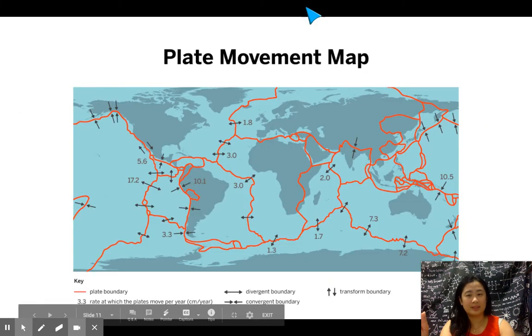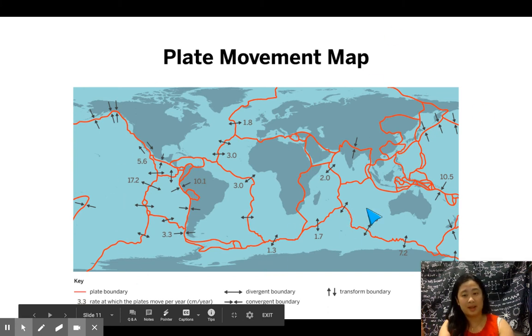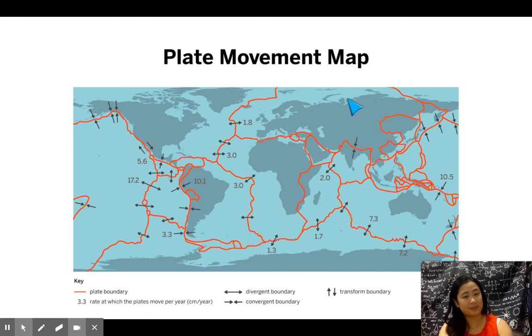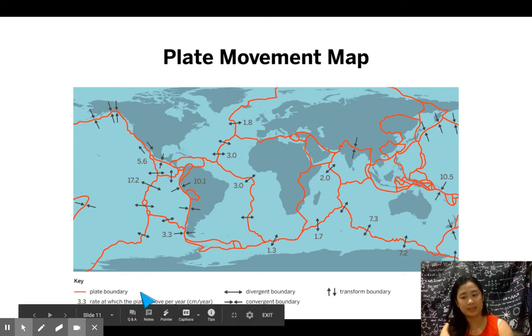Now let's connect it back to plate motion by looking at this plate movement map. On this map, you see the red lines that represent the plate boundaries that we've been talking about. But you also see a lot of decimal numbers. These decimal numbers, according to the key, tell you the rate at which plates move per year. And the measurements are centimeters per year.